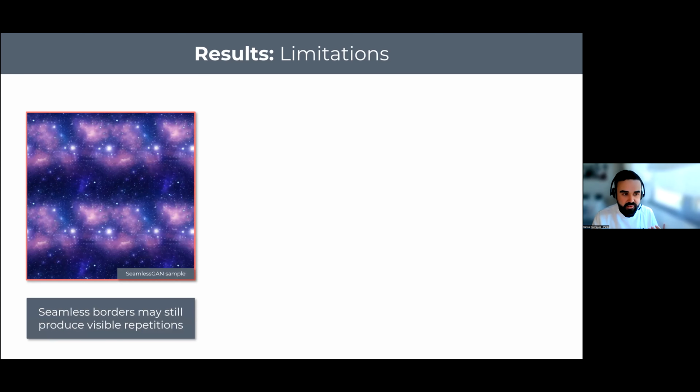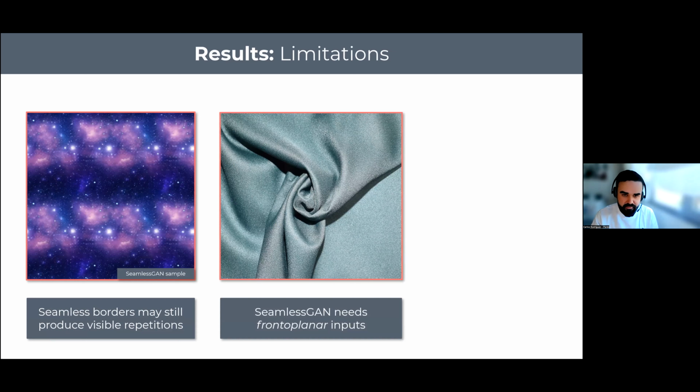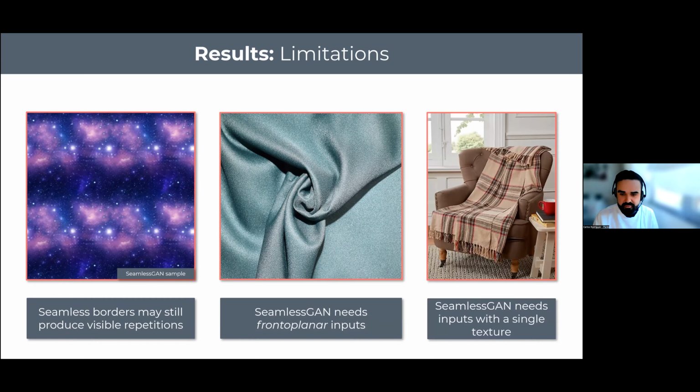So it has extra limitations. These are common with any other algorithm for texture synthesis. So for example, if the texture that was generated is seamless, it may contain repeating artifacts. So even if the texture is seamless, you can see that there are some repetitions, for example, in this case. Also, it needs that the inputs are as frontoplanar as possible. So if there's a confusion between geometry and texture, SeamlessGAN will fail. And also it needs images with only one texture on them. So for example, in this image, there are plenty of textures. It will not work because it will not be able to distinguish between textures.